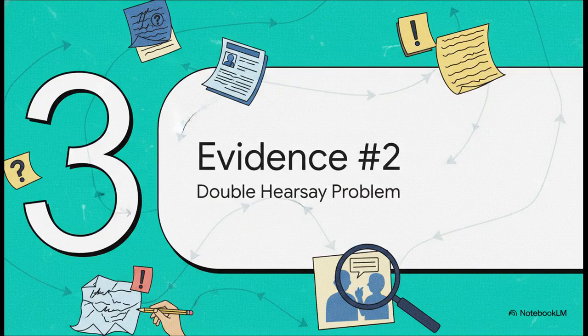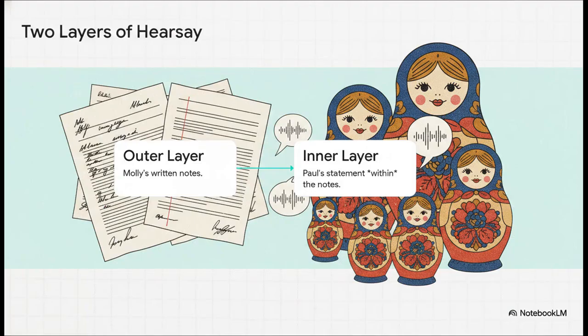All right, let's move on to the second piece of evidence and see how this gets a little more complex. This is a photocopy of notes that were taken by Molly, a witness at the scene. And in these notes, our client Paul supposedly admits he was at fault. Yeah, this is a big one. Okay, so what we're looking at is a classic hearsay within hearsay problem, which is governed by FRE 805.